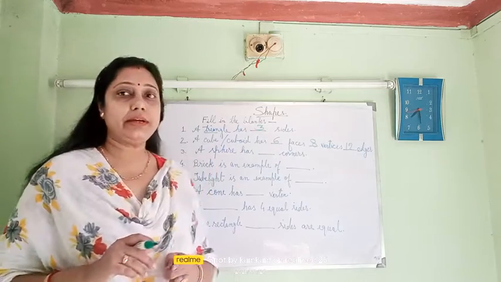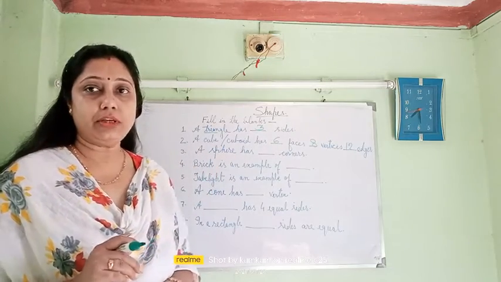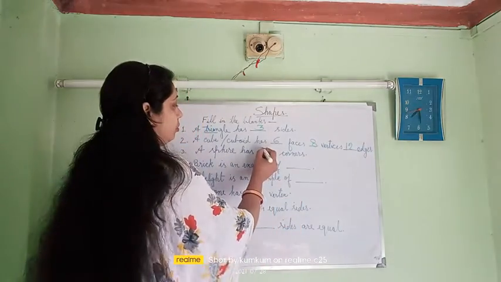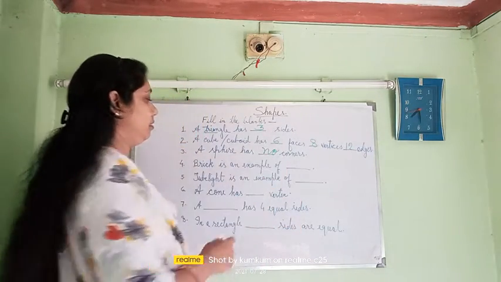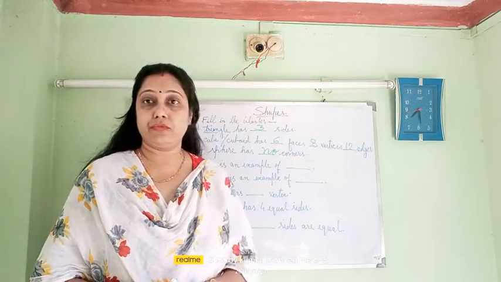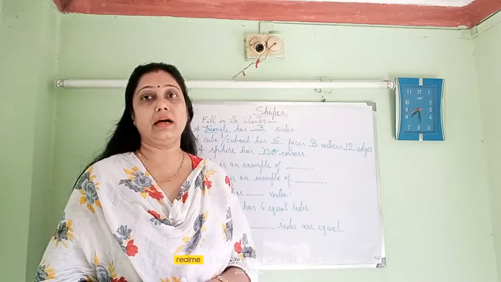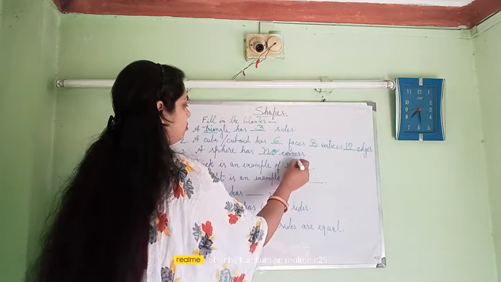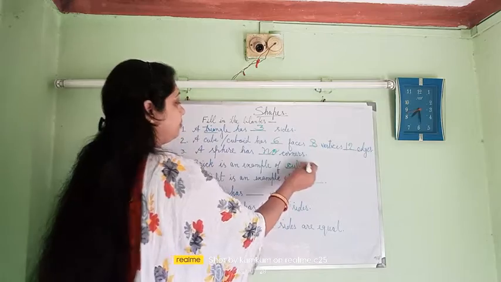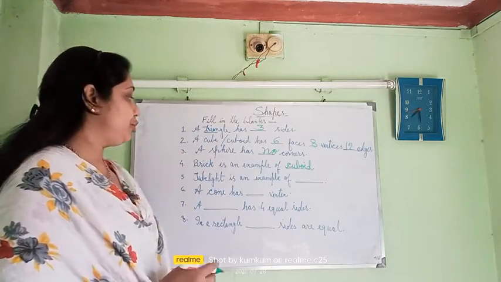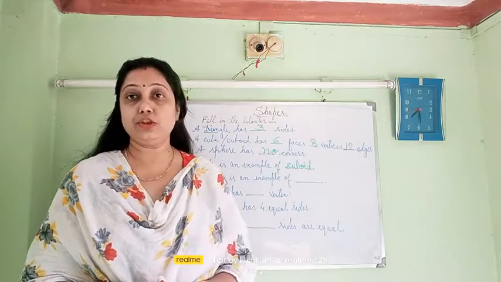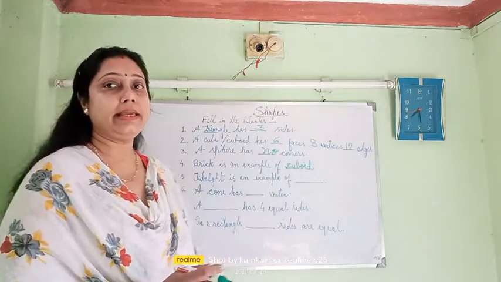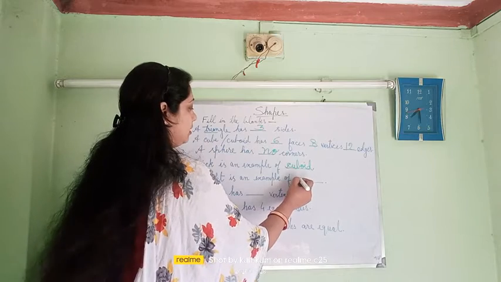Next, a sphere has dash corners. We know a sphere looks like a circle. So a sphere has no corners. Brick is an example of. We know brick looks like a cuboid. So brick is an example of cuboid. Next, tube light is an example of. A tube light at your home, you can see here also, a tube light looks like a cylinder.